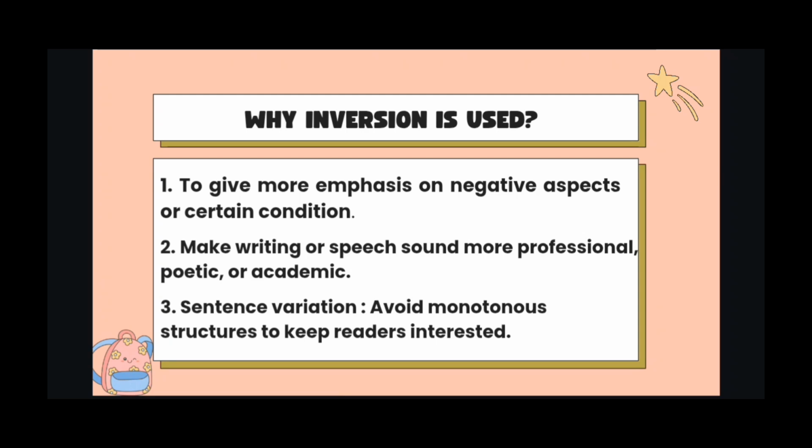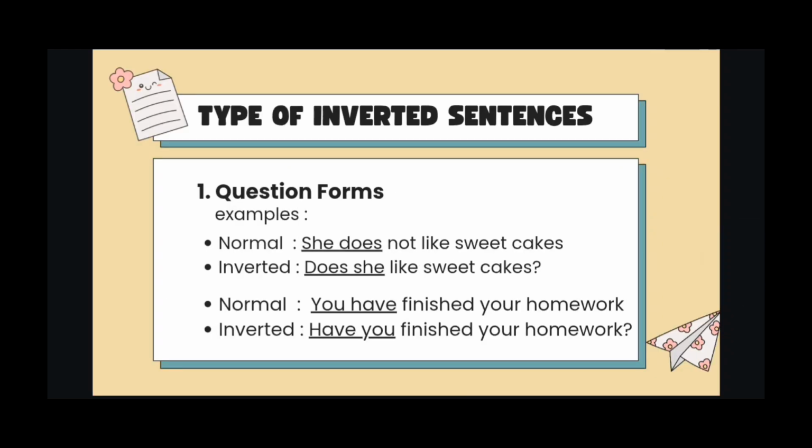Why is inversion used? Inversion is used to give more emphasis on negative aspects or certain conditions, and to make writing or speech sound more professional, poetic, or academic. And for sentence variation, to avoid monotone structures and keep readers interested. Let's talk about the types of inverted sentences.